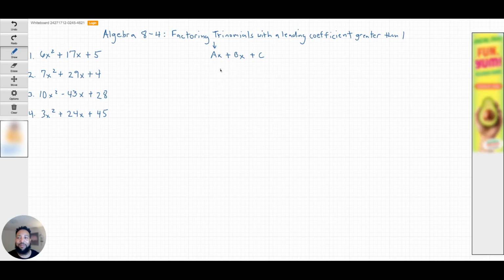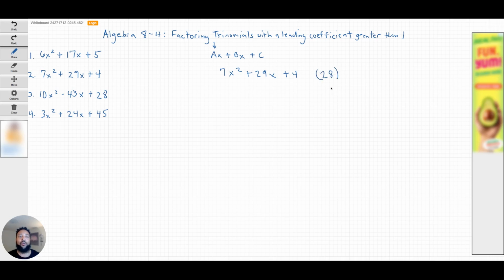Our next problem is 7x squared plus 29x plus 4. So just like the last problem, when we're looking at factoring out a trinomial that has a leading coefficient other than 1, which is what we've worked on in previous sessions, we now have to do something different. So we're going to take the first and last coefficient, which is 7 and 4, multiply those, we get 28, right?